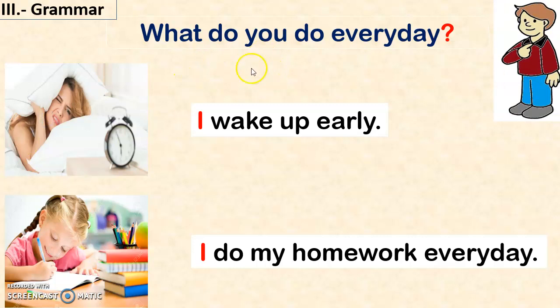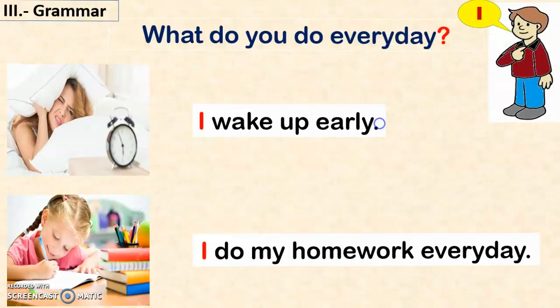Look, as you can see in this picture, the boy is pointing himself, right? Why? Because now we are talking about the first person. As you can see, the letter in red means that we are talking about the first person, right? That's the reason why you can see I here. I wake up early. I do my homework every day. We are talking about ourselves, no? I. Good. Let's continue working, my friends.